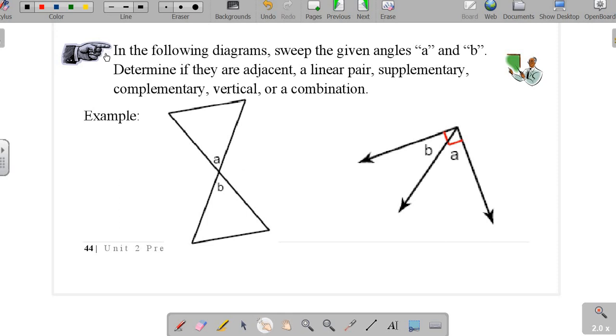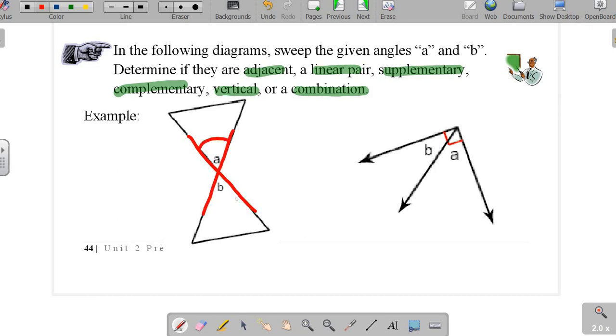Put your finger here. Let's read aloud. Read aloud with me, please. In the following diagram, sweep the angles A and B. Determine if they are adjacent, a linear pair, supplementary, complementary, vertical, or a combination. I'm going to do these two with you.